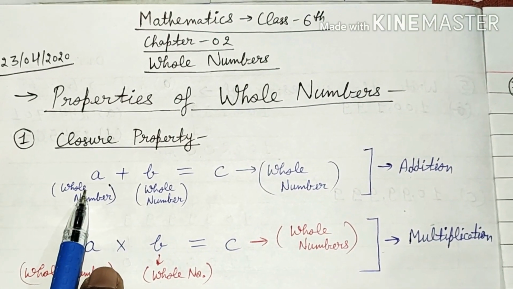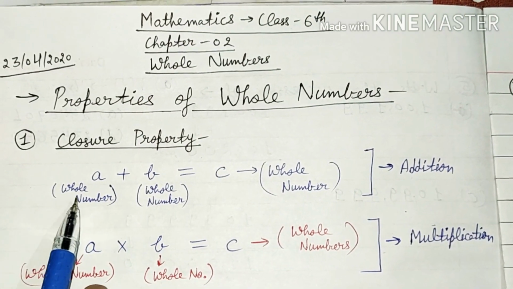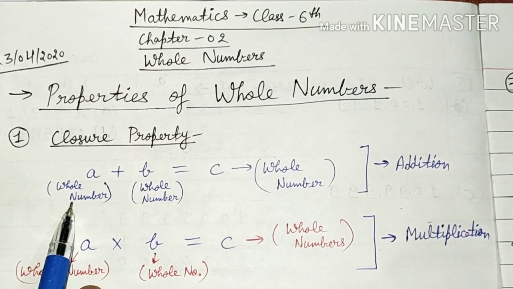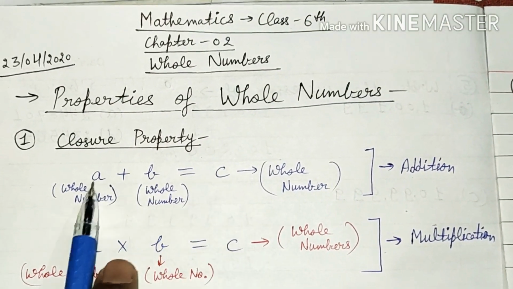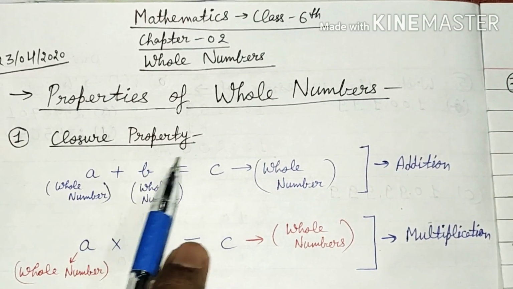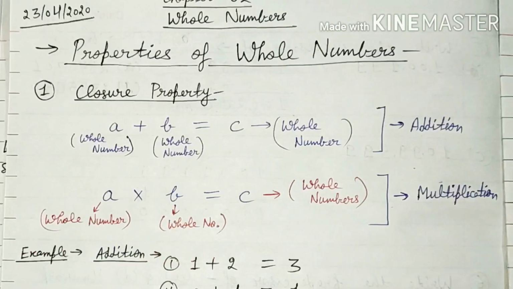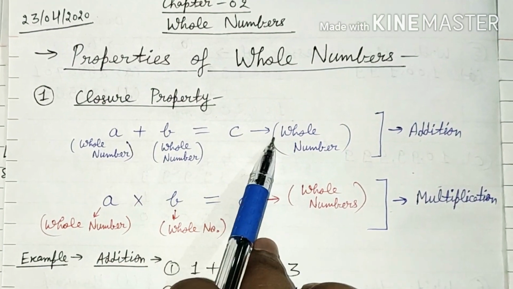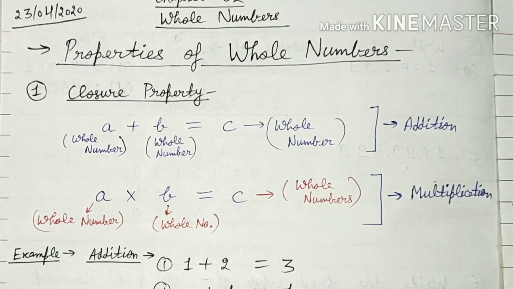You can see the expression here. A plus B is equal to C, where A is a whole number and B is a whole number. When we add these two, we will get a whole number. So this expression shows the closure property for addition.